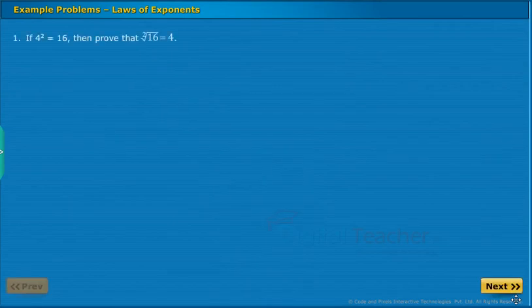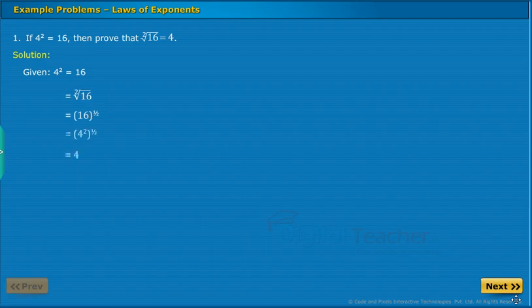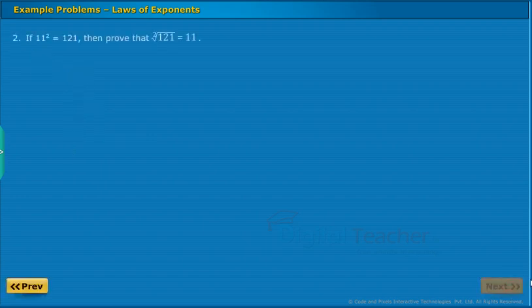If 4^2 = 16, then prove that √16 = 4. Solution. Given that 4^2 = 16. By further solving, we get as shown on screen. If 11^2 = 121, then prove that √121 = 11. Solution. Given that 11^2 = 121, by further solving, we get as shown on screen.